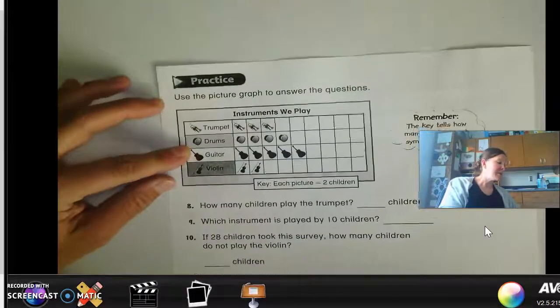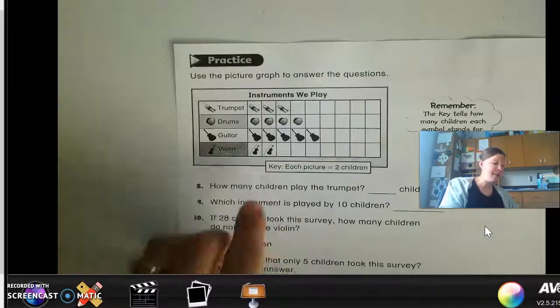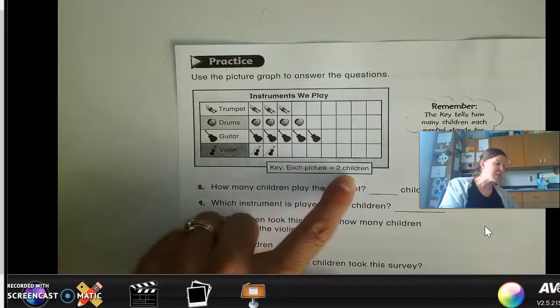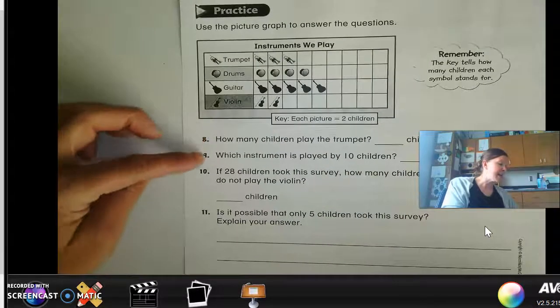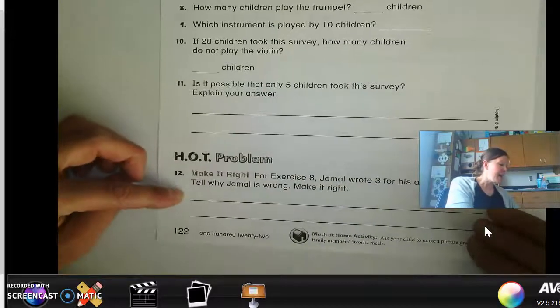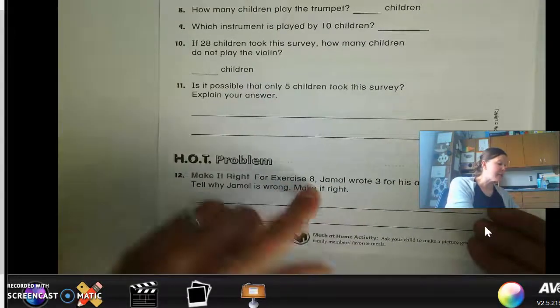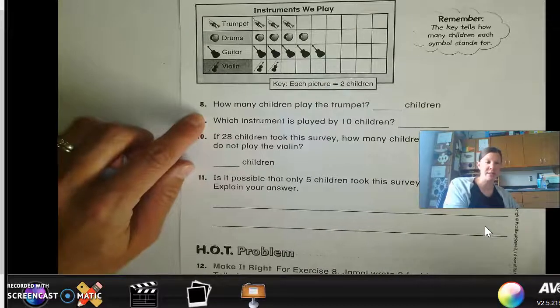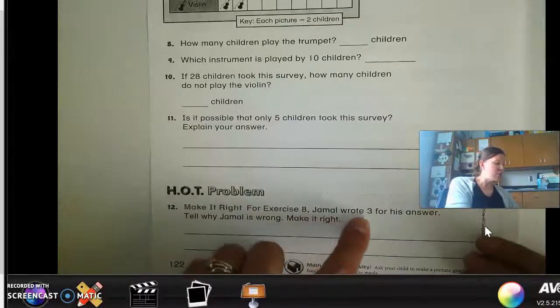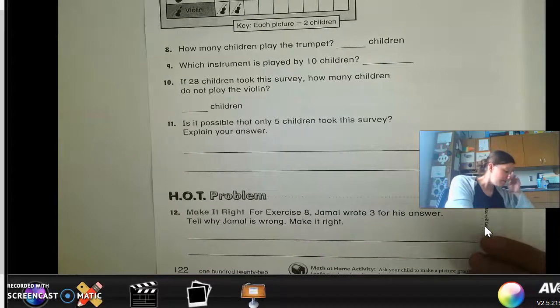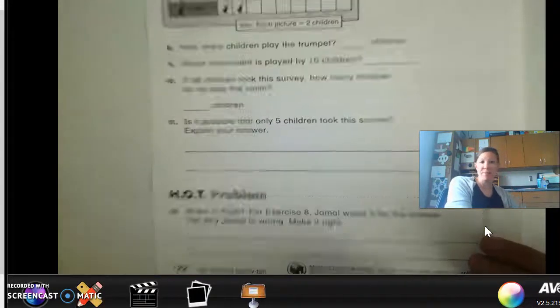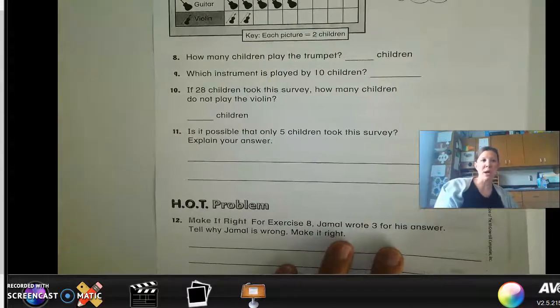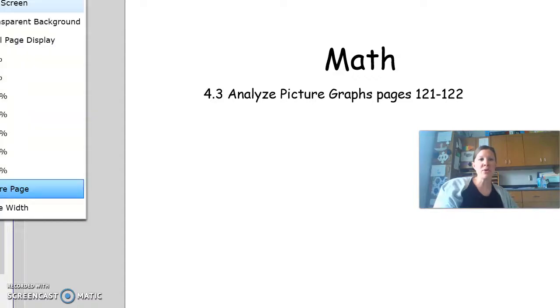Then you're going to do the same thing on the back. Instruments we play. Again, pay attention. Key: each picture equals 2 children. Oh, that's important. You're going to answer questions 8, 9, 10, 11. And then number 12, when it says exercise 8, it means question 8, okay? So exercise 8, Jamal wrote 3 for his answer. Tell why Jamal is wrong, make it right, okay? So you're going to work on that. All right, going back.